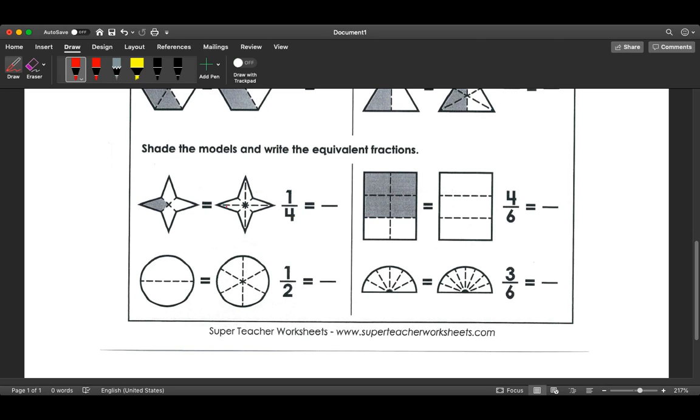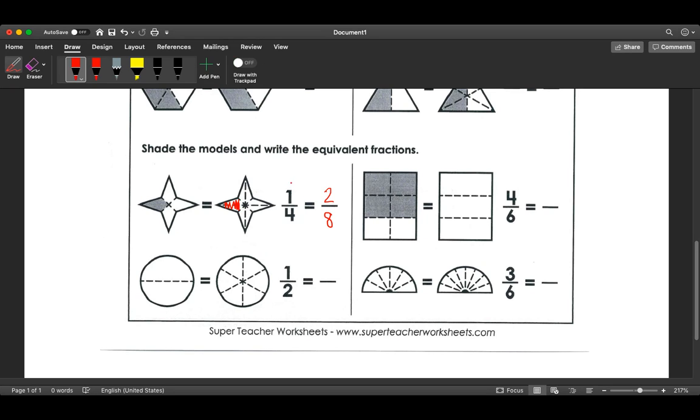And so on this next picture, I want to shade the same amount, but now instead of it showing 1 out of 4 pieces, I've shaded 2 pieces, and there are 8 pieces in all. So 1/4 is equivalent to 2/8.